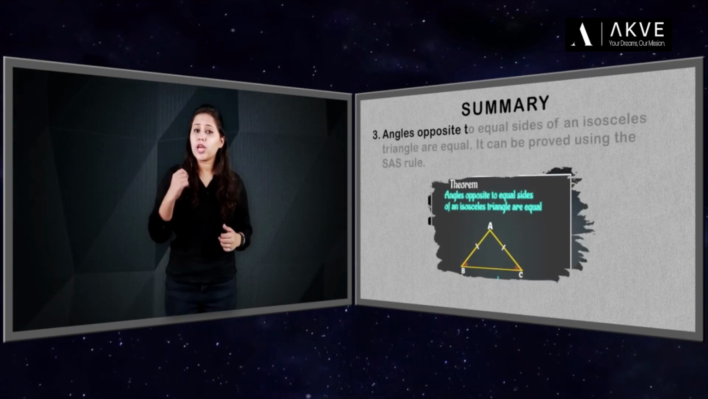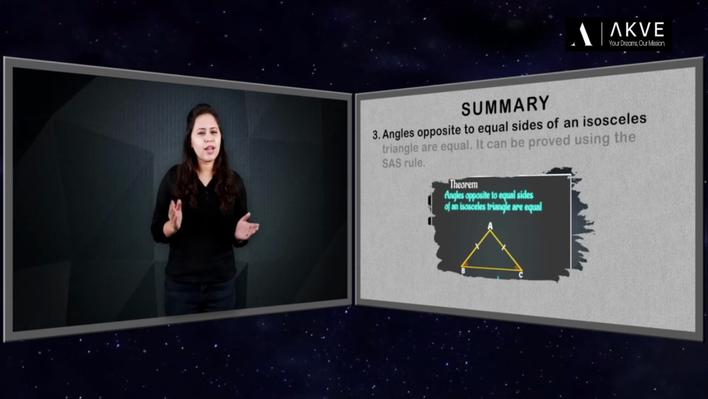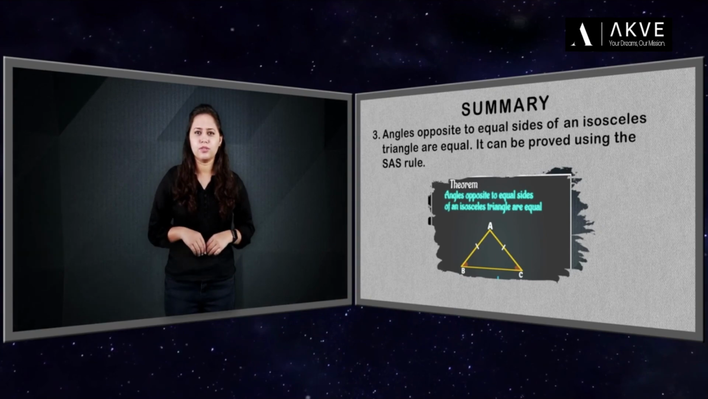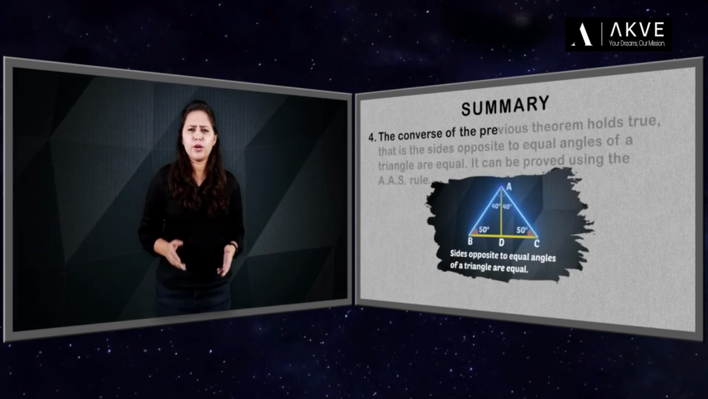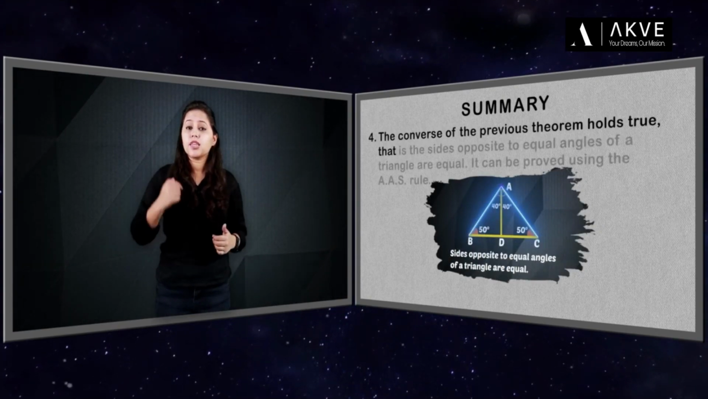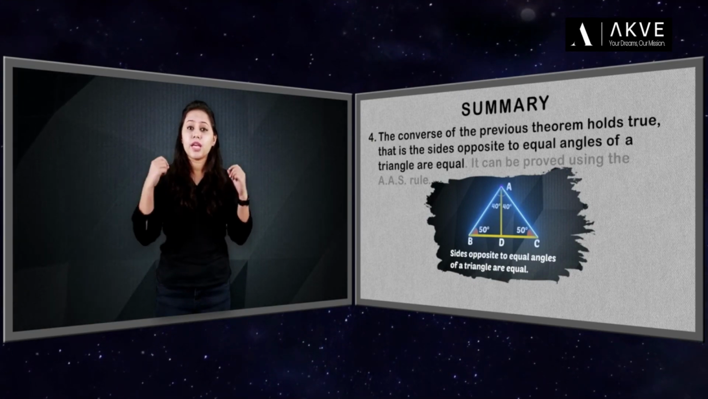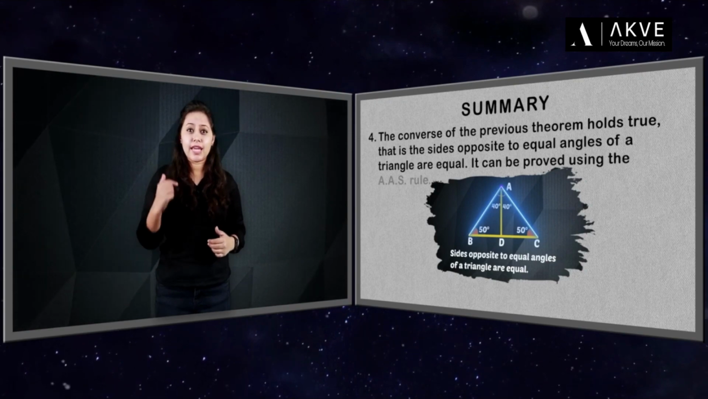Angles opposite to equal sides of an isosceles triangle are equal. It can be proved using SAS rule. The converse of the previous theorem holds true. That is, the sides opposite to equal angles of a triangle are equal. It can be proved using AAS rule.